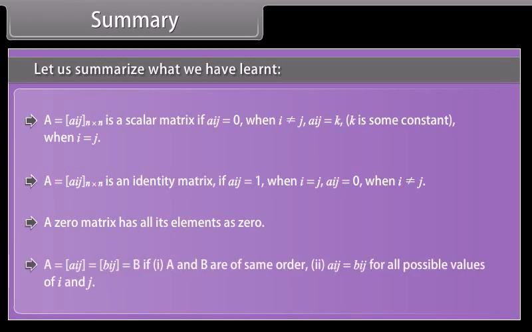A is equal to [aij] is equal to B is equal to [bij] if A and B are of the same order and aij is equal to bij for all possible values of i and j.